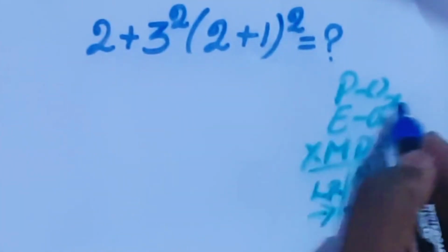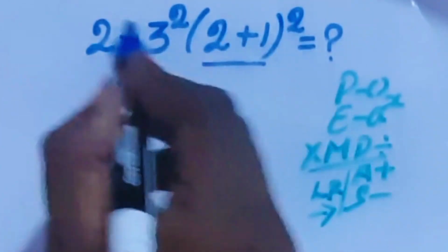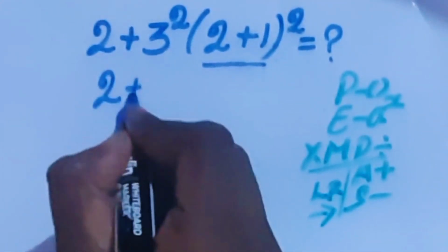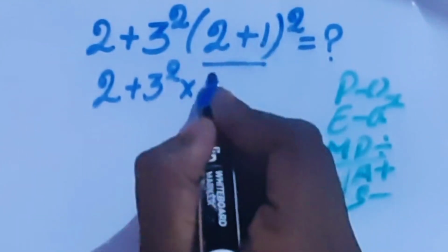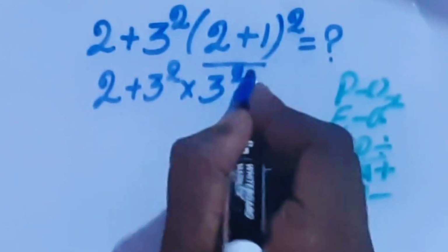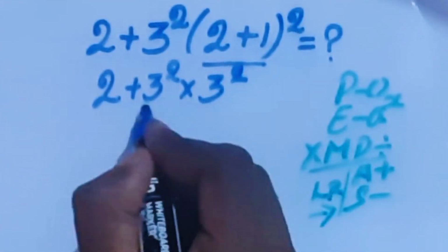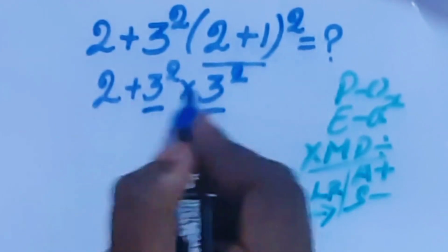Here, as per this order of operations PEMDAS, the bracket is higher priority, so we have to do this bracket before this operation. Here 2 plus 3 power 2 times here 2 plus 1 is 3 power 2. The next priority is exponent, so we have to do this exponent before this addition and multiplication.